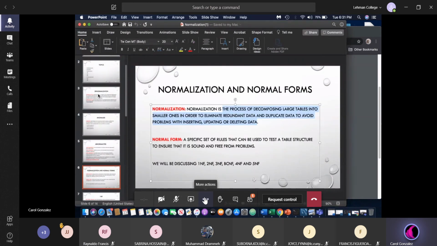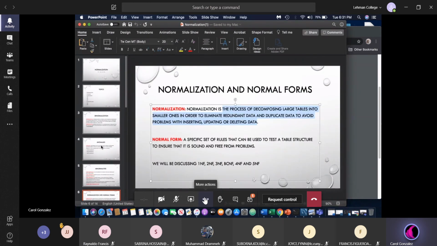So when we start looking at normalization in itself, these slides you already have. Normalization is the process of decomposing a gigantic table, which you saw from the Excel spreadsheet I gave you, into smaller tables to eliminate duplicate data and avoid any abnormalities such as inserting, updating, or deleting.